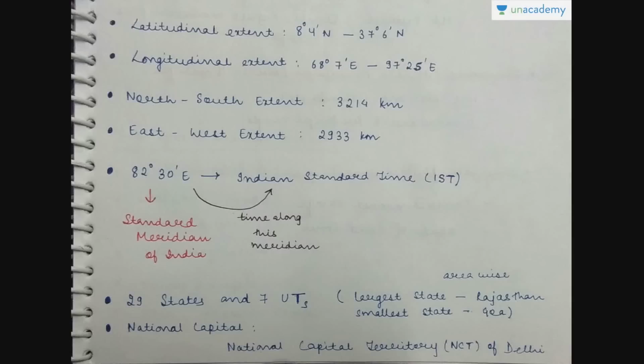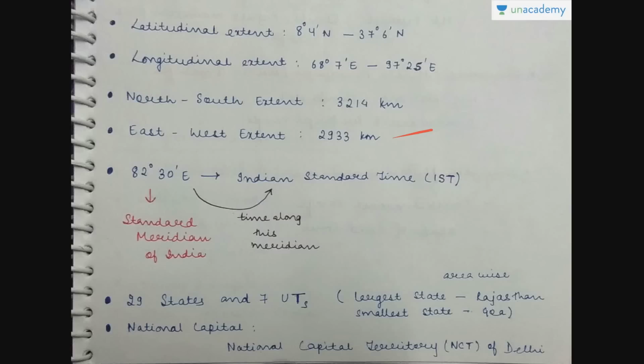Then the latitudinal extent of India is 8 degrees 4 minutes north to 37 degrees 6 minutes north. The longitudinal extent is 68 degrees 7 minutes east to 97 degrees 25 minutes east. The north-south extent, this is the length, is 3214 kilometers, and the east-west extent is 2933 kilometers.